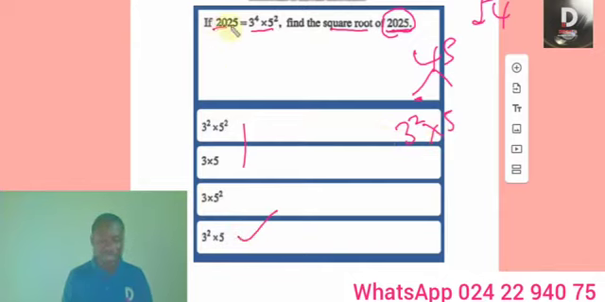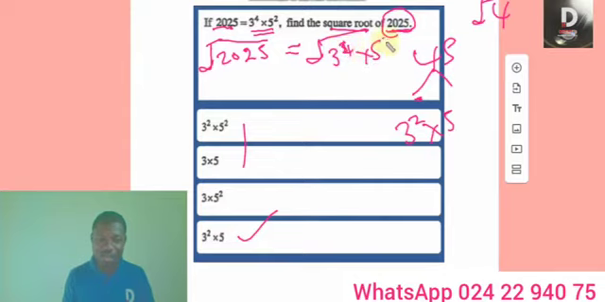It said if this equals this, find the square root of the same thing. So the square root of 2025 will be the square root of the same thing. You see it? Power 3, power 4, times 5, power 2. Open is equal to this answer. So when you square root it, then the answer must also be square rooted. Finish. Now let's go.